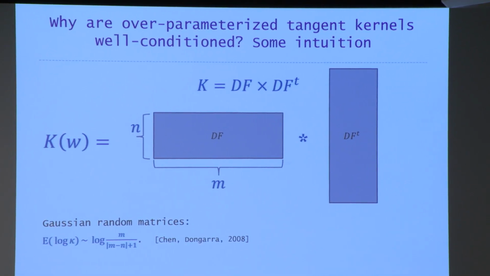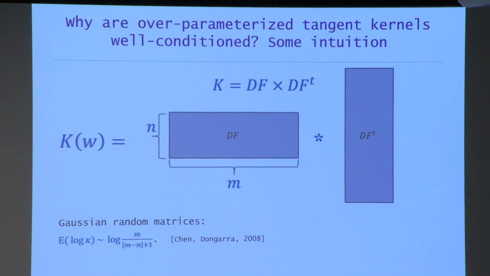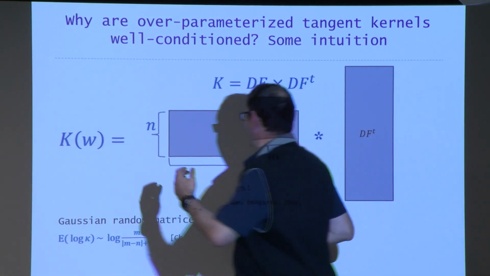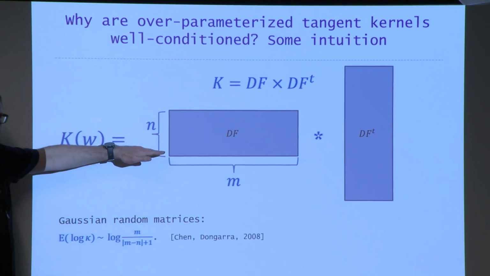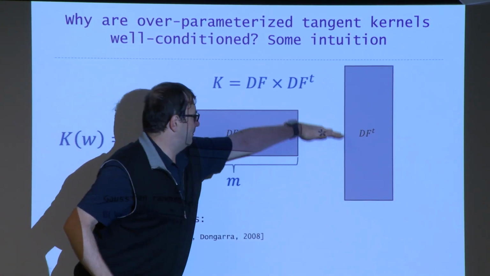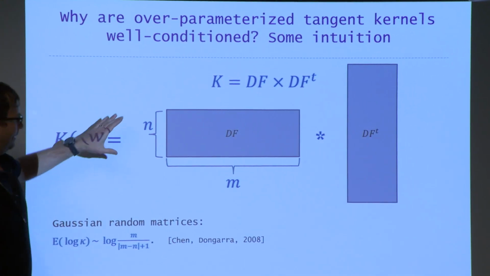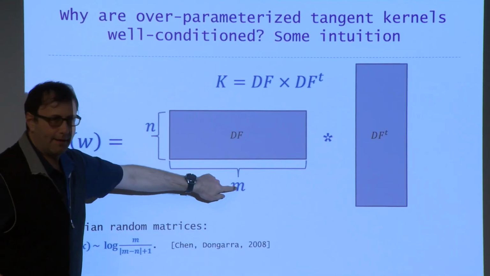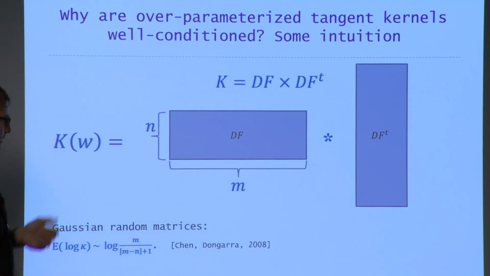Now let me just point out, to give a little bit of intuition, why this makes sense. What does this have to do with overparameterization? Why do we want m to be bigger than n? Think about what happens when m is bigger than n. This is kind of a long matrix, and when I multiply it by its transpose, I get a matrix which is m by m. So it's a short matrix.